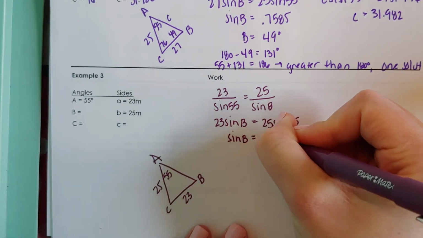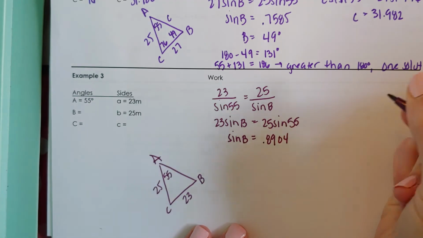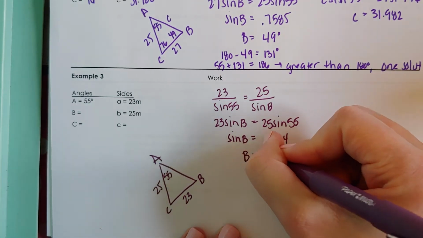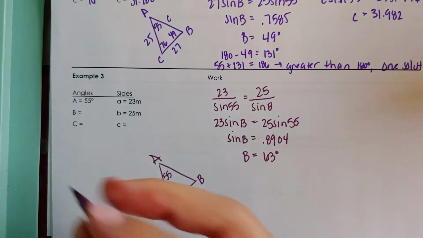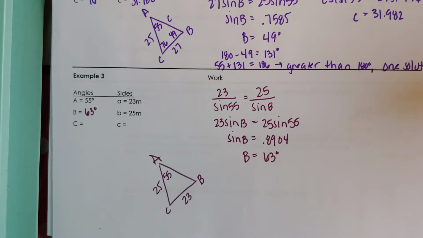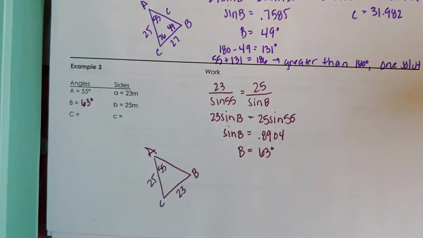So we get sine of B equals 0.8904. Use the inverse. And then we get B equals 63 degrees. Okay, so I'm going to write that in over here. This is like your case 1. We'll do a second case if we need to. Okay, which we will.